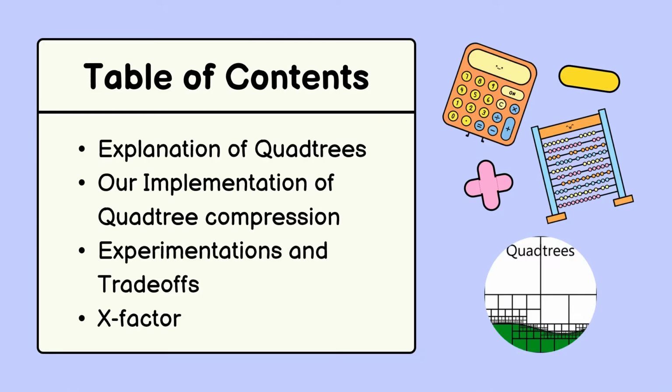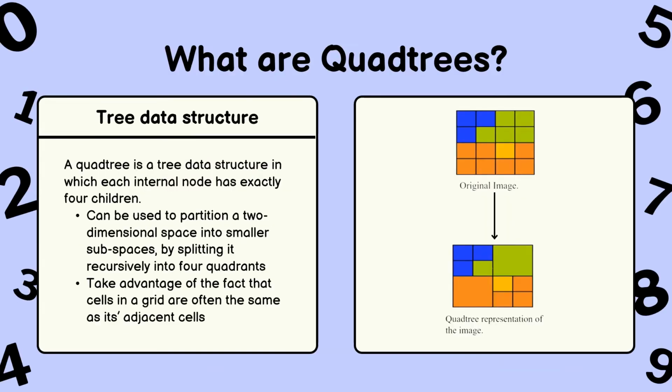This is our table of contents. We'll be going through a brief explanation on how Quadtrees can be used to compress data. Then we will explain how we use Quadtrees for this project to compress images. Then we will describe some experimentations we did with our code and the trade-offs observed, and finish off the video with the X factor of our code. Let's get started on quadtrees.